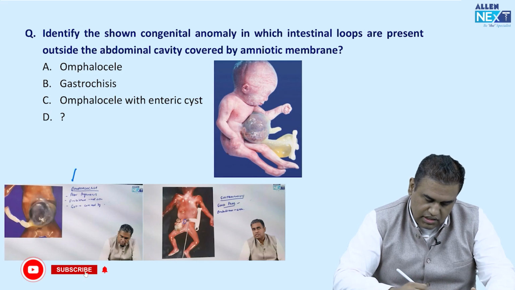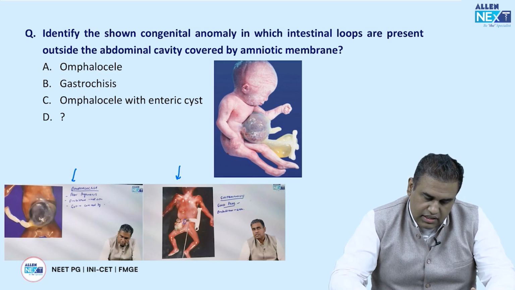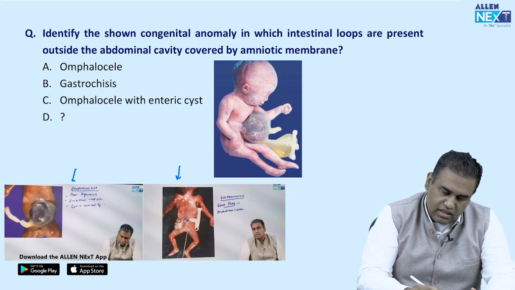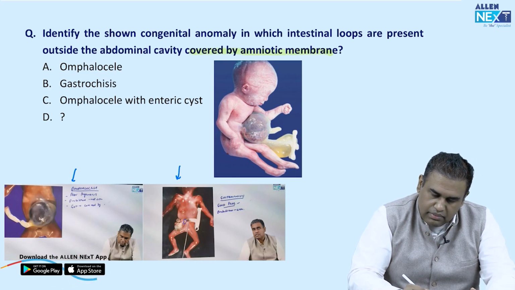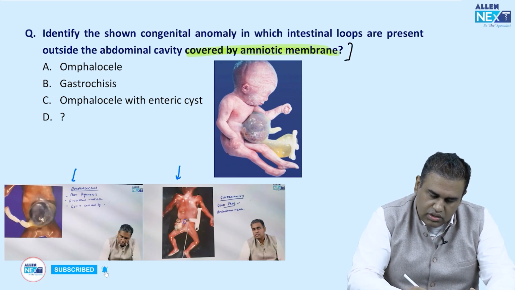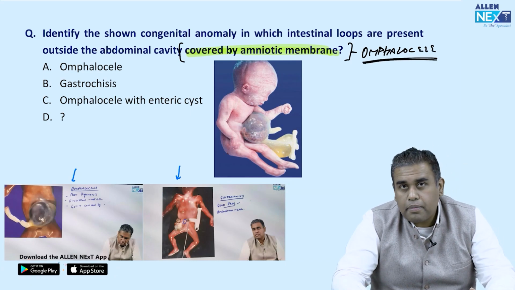Again, you can see the screenshots. We have discussed them in very much detail, the differences of these two conditions. Identify the shown congenital anomaly in which intestine loops are present outside the abdominal cavity. Already they are giving that it is covered by amniotic membrane. Now this itself gives us a huge hint to the answer that it is an omphalocele. It's a congenital defect.